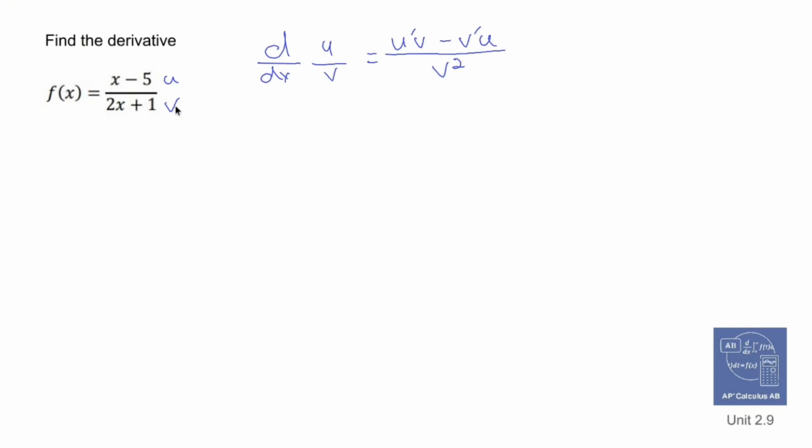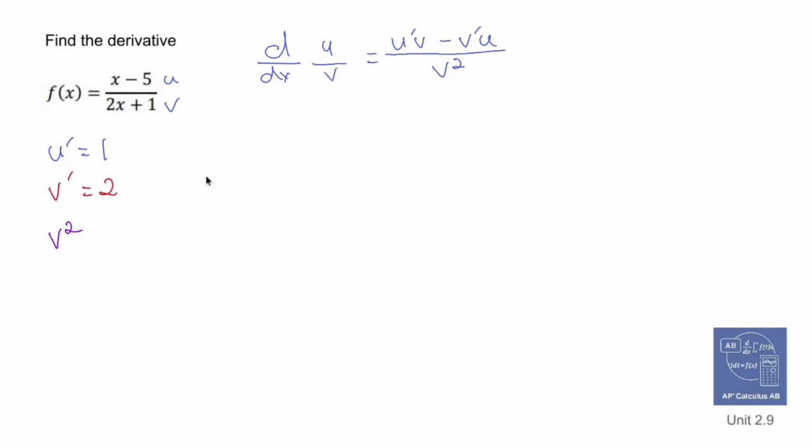So now that I know what u is and what v is, I like to just go off to the side and take the derivative of each one. So u prime is going to be the derivative of the numerator. The derivative of x is 1, the derivative of negative 5 is nothing, so u prime is just 1, easy peasy. v prime is going to be the derivative of the denominator. The derivative of 2x is 2, the derivative of 1 is nothing, so v prime is 2, easy peasy again.